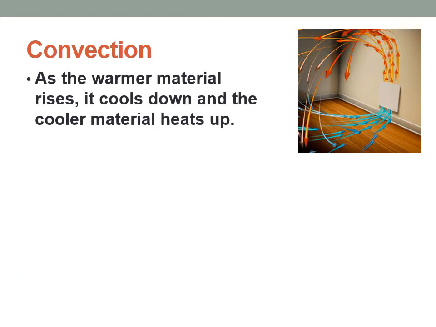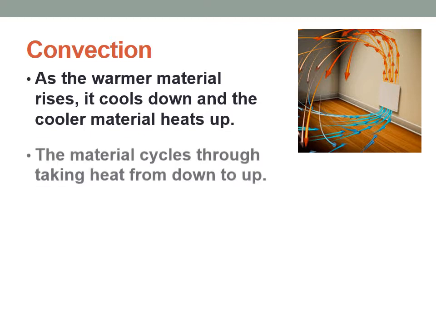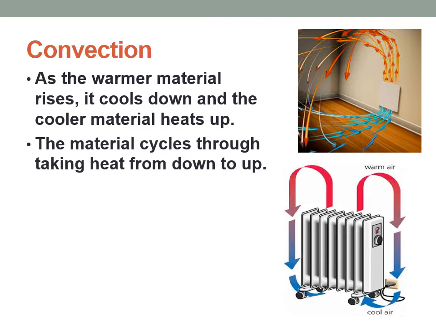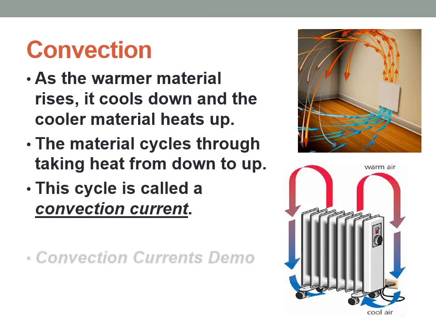Process, as warmer material rises and cools, it cools down when it gets up to the top. So as this warm material gets up to the top, it'll actually get cooler, and then it'll drop back down, and then the cooler material underneath will heat up, and as it heats up, it'll come upward. Basically what you get is a cycling of this material as it goes around, and we refer to that as a convection current.